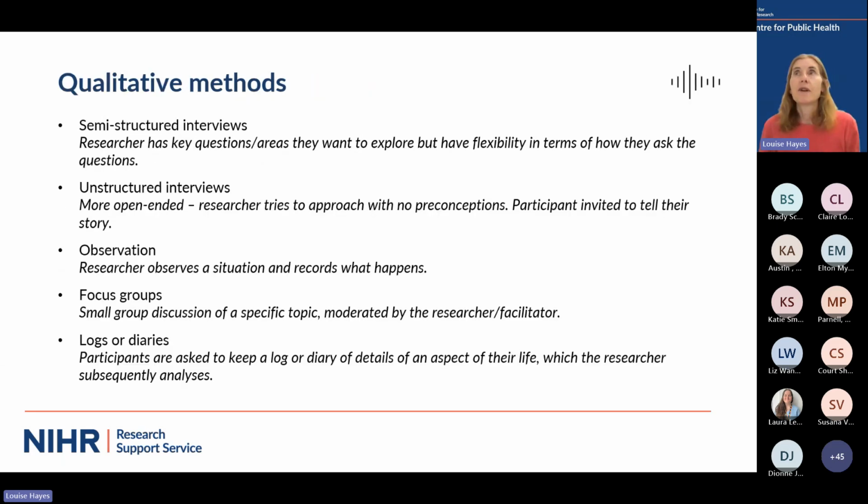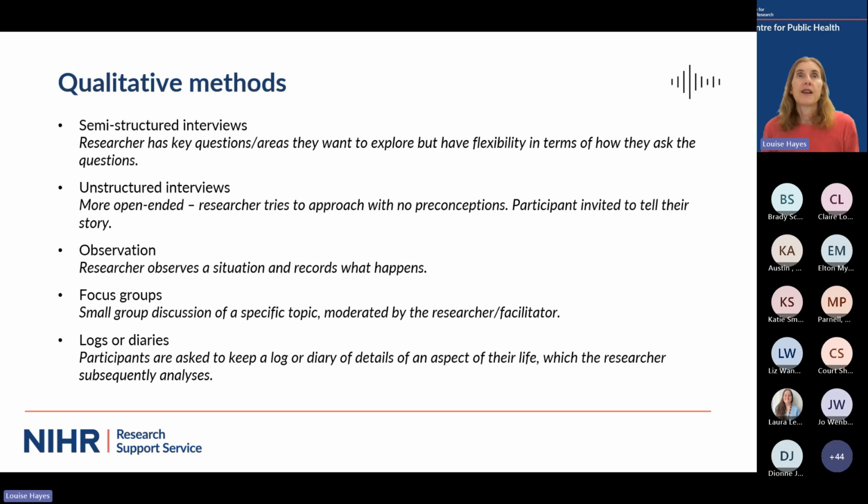So some of the key ones I've put on the slide here, which I'd imagine most people have some experience of, and again, I'll just go through a couple of them in a bit more detail. The key methods that we usually think of are semi-structured interviews where the researcher has some key areas that they want to cover during an interview, but they'll be flexible in terms of how they ask the questions and let the participant lead to some extent. It will depend. They'll make sure they cover all the material they want to, but it won't necessarily be in a predetermined order. It'll be more like a conversation.